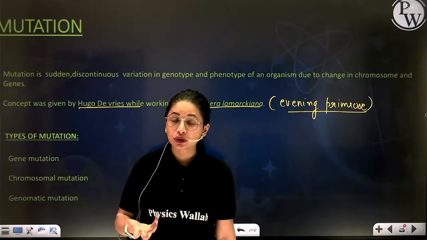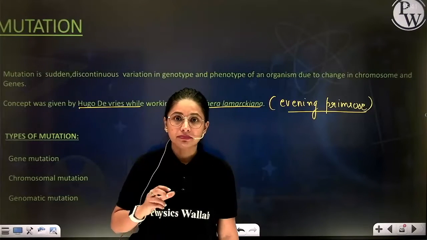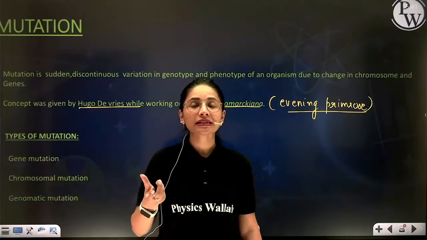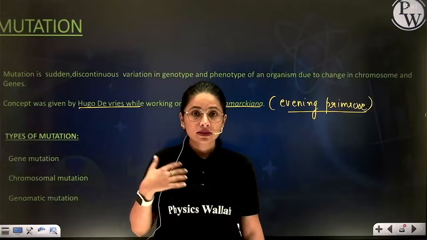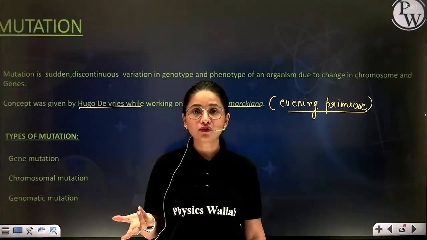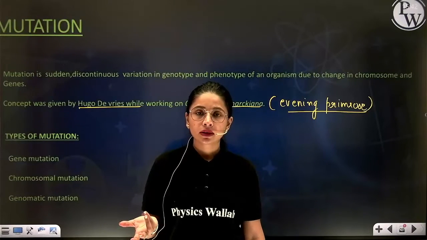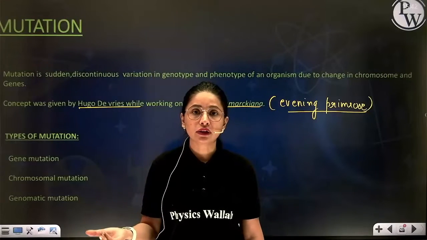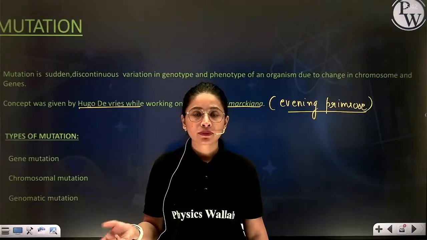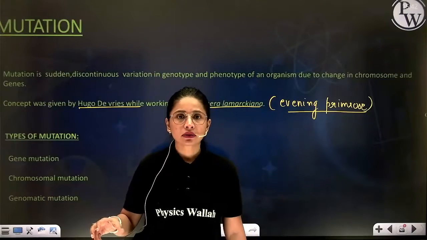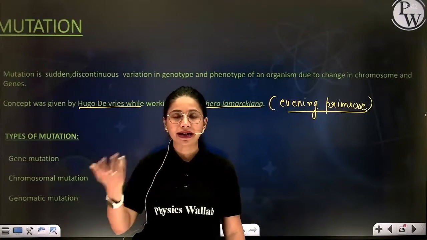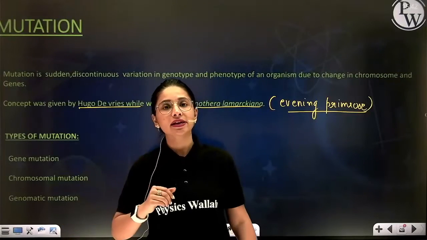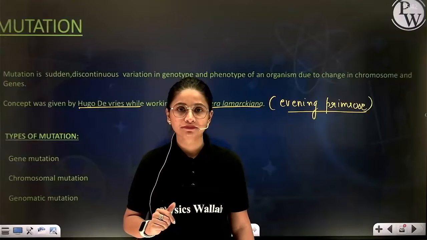Now, why is the genotype changing? Because maybe there is a change in the arrangement of genes. Maybe there is a change in the arrangement of chromosomes. Suppose a cell normally has 46 chromosomes. Now mutation occurred. One chromosome got deleted. Now only 45 chromosomes are there. So 45 chromosomes means mutation. Automatically the genotype of an organism will change, and you will also see the change in their phenotype.